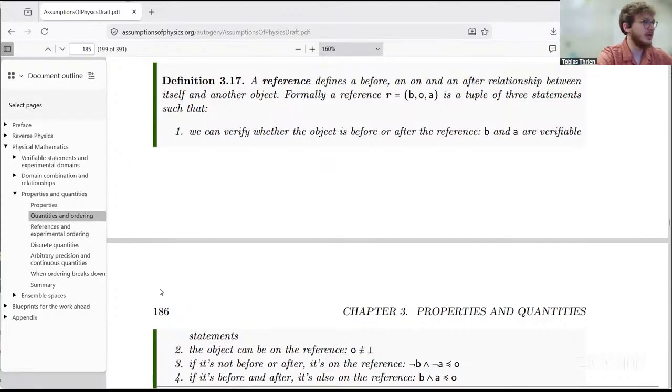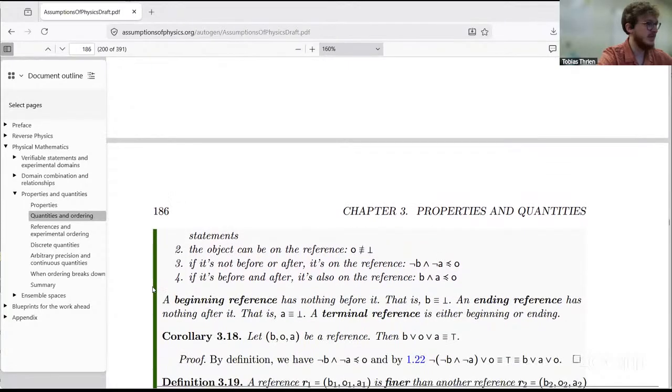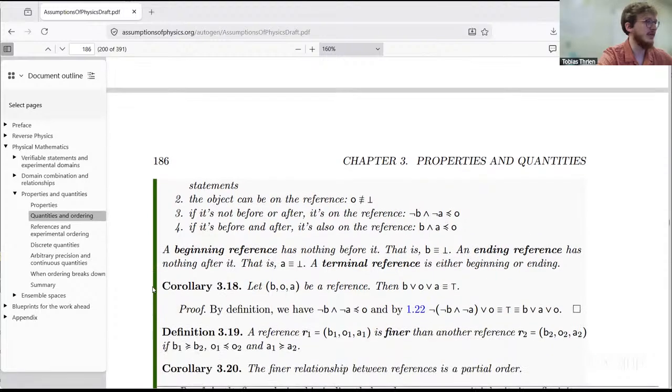The object can be on the reference, so O is not the impossibility or not equivalent to it. If it's not before or after, it's on the reference. Not before and not after implies on. If it's before and after, it's also on the reference. So B and A also imply O.